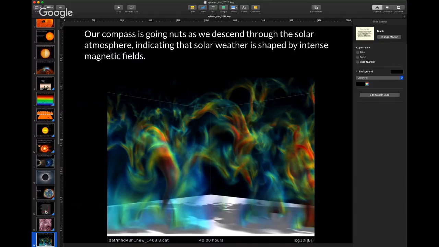So this is an example of a simulation near the surface of the sun. The colors here are indicating the strength of the magnetic field, which itself is embedded in a turbulent, convective, roiling, boiling fluid. And so it's that interaction of the fluid with the magnetic field that gives sort of these structures to the magnetic field as we go through.